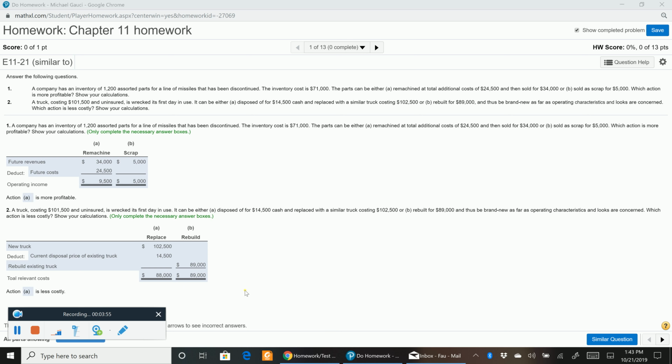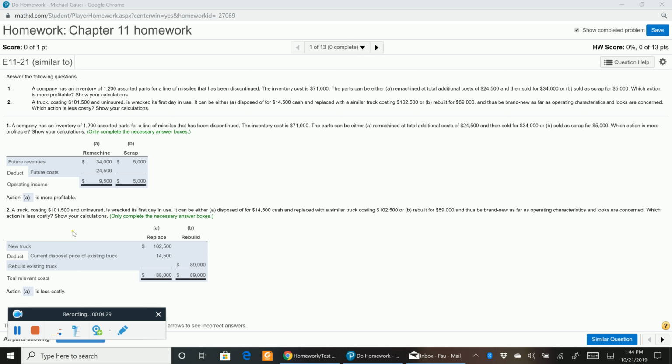of money. But once again, this is looking at it quantitatively, where we are looking at the relevant revenues and the relevant costs, which once again, relevance means the difference between alternatives. If a certain revenue or cost is the same among the two alternatives, they would be ignored. Now, something else was thrown in here in number two that I want to mention. With number two, it said the truck costs $101,500 and it's wrecked on the first day in use. This is a past cost, or something we call a sunk cost.